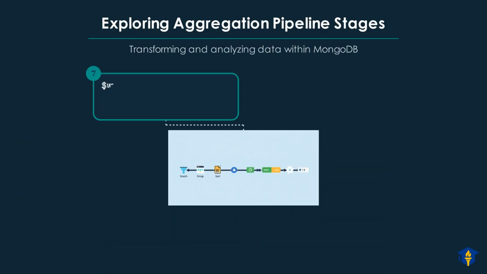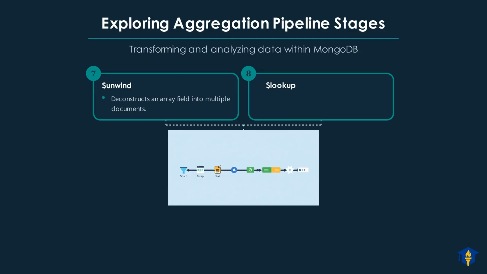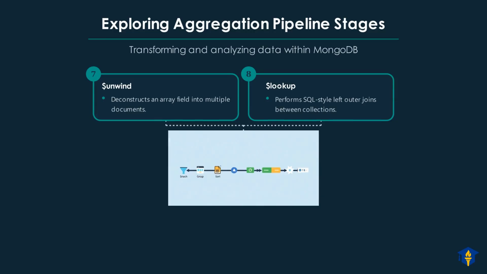The unwind stage deconstructs an array field from the input documents to output a document for each element. This creates a separate document for each array element, making it easier to process array data. Finally, the lookup stage performs SQL-style left-outer joins between collections within the same database. This allows you to enrich documents in one collection with related data from another collection.